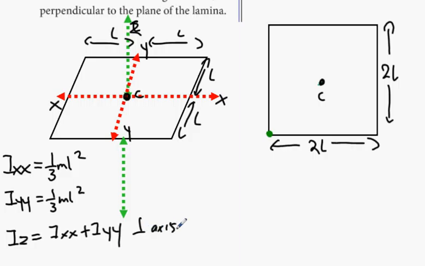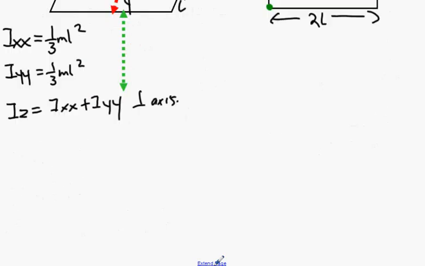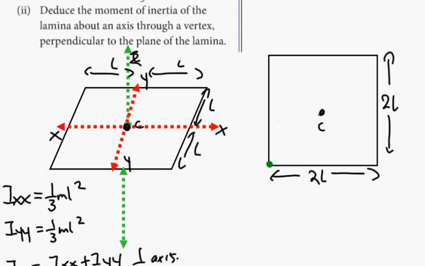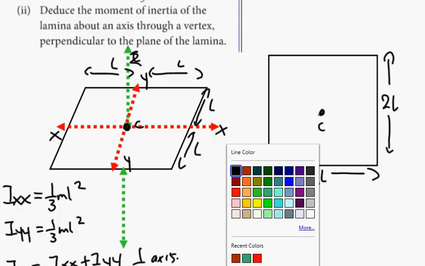Okay, and what we get here is 2/3 ml squared. Are we happy with that? Now, is the whole point of this question that we get it through the center? No. The whole point of the question is that we get it through one of its corners.